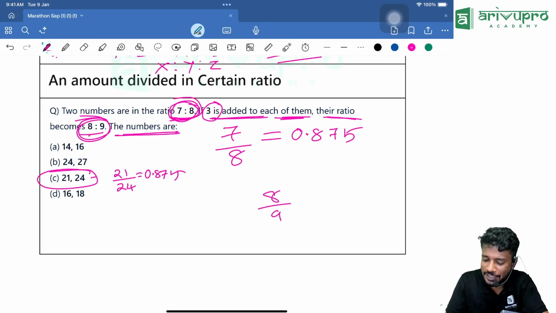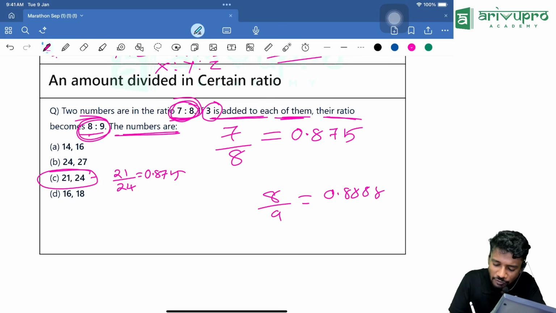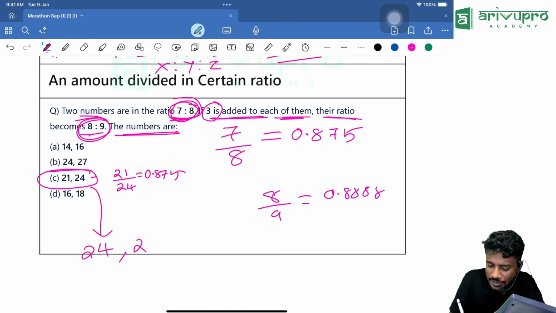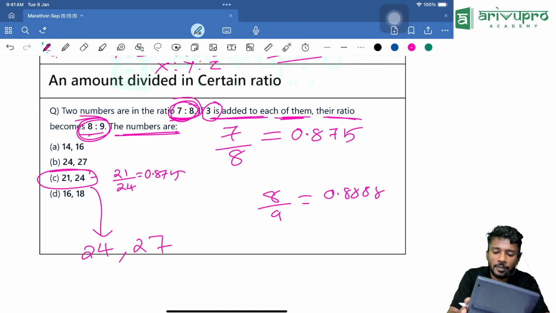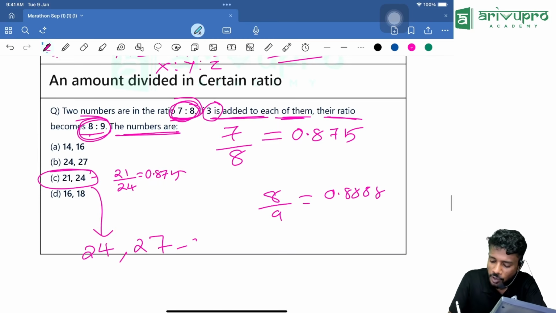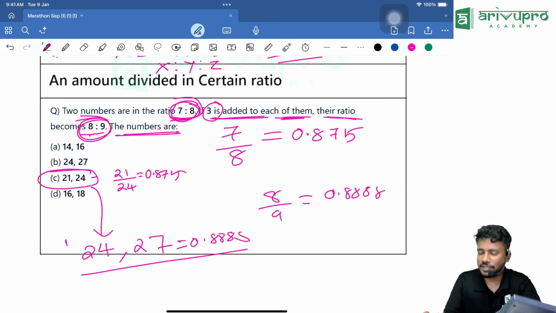Now, 8 by 9 is how much? 8 divided by 9 is 0.8888. Now, if I add 3 to both of these, it will become 24 and 27. Check 24 divided by 27. That is 0.8888. That means that's your answer. Understood the logic?